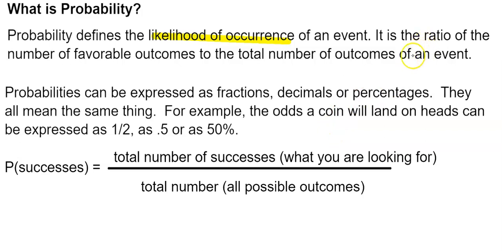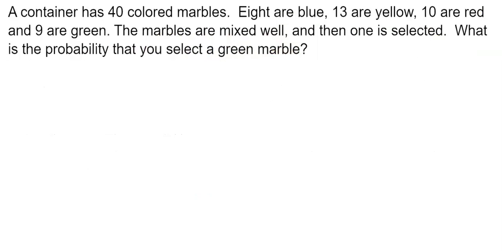Alrighty, so it's going to be a ratio, which is a fraction. It's a ratio of favorable outcomes to total number of outcomes, and we can express that as a fraction, as a decimal, or a percent. So to find a probability, we are going to put the number of successes, how many items we are looking to happen, over the total number of items, or how many outcomes can happen from whatever we're doing. I know it's a little confusing, but let's take a look at this example.